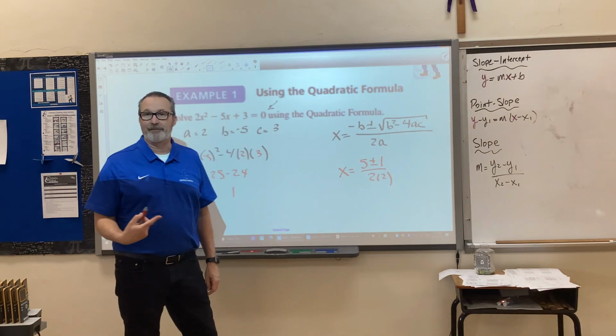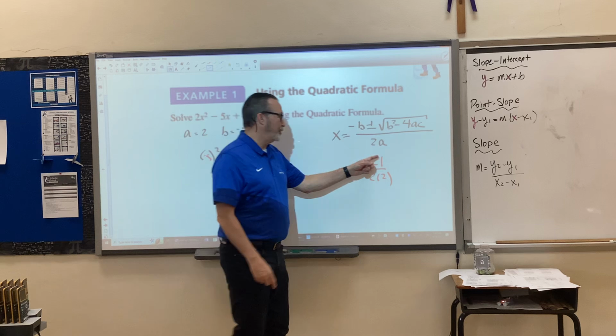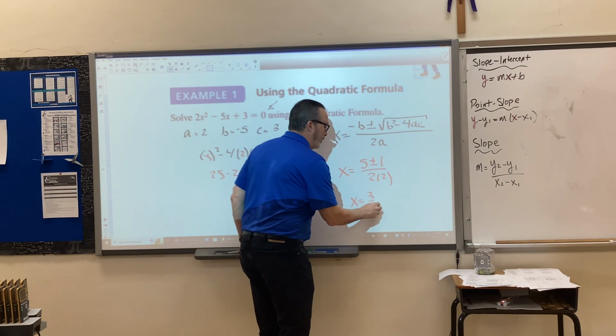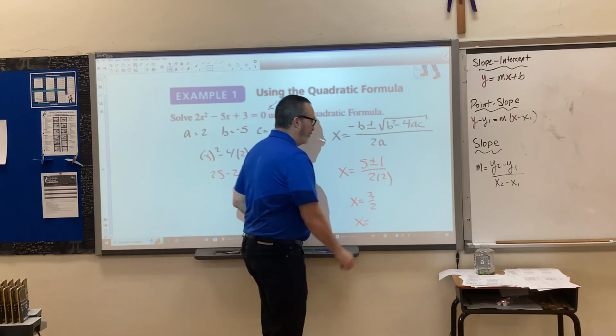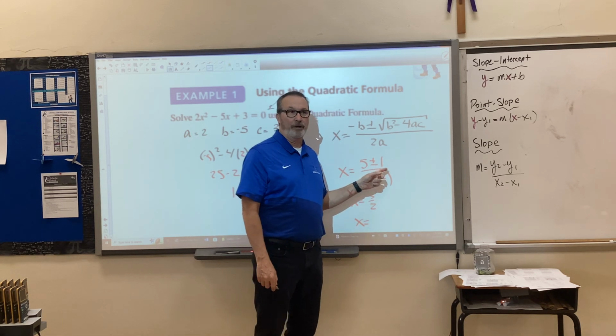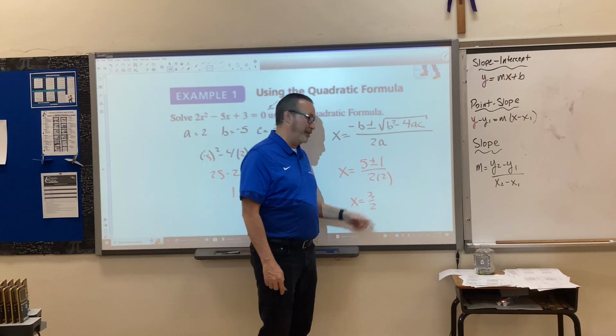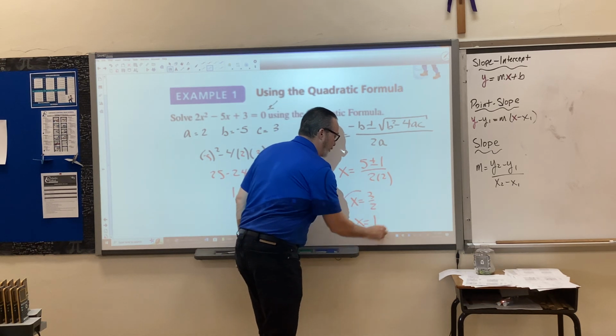From that, you guys can figure out what the two numbers are. 5 plus 1 is 6, so there's 6 over 4, which is 3 halves. 5 minus 1 is positive 4, divided by 4 is 1. So those are the two solutions.